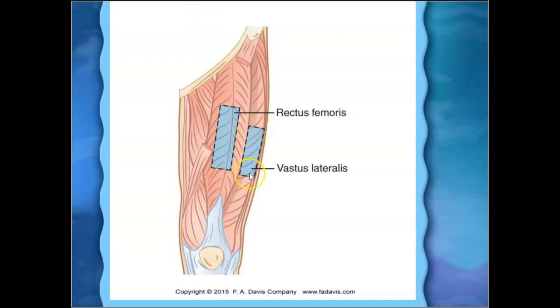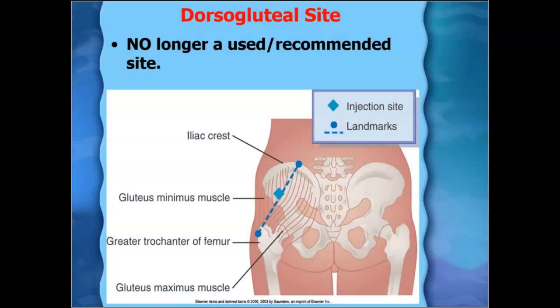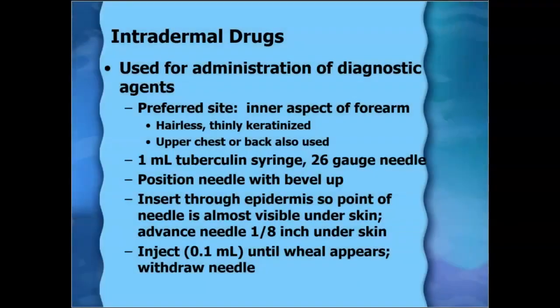So again, we're going to the outer aspects of the leg, right? And so you're going to do the vastus lateralis muscle, not the rectus femoris muscle, okay? And here's the dorsal gluteal site we no longer use, okay? It's the one right above the buttocks, okay? And it's because the sciatic nerve literally runs right by where we used to do that injection site.